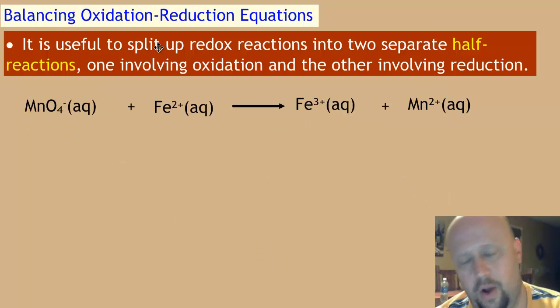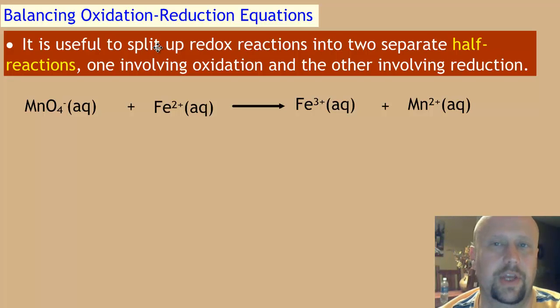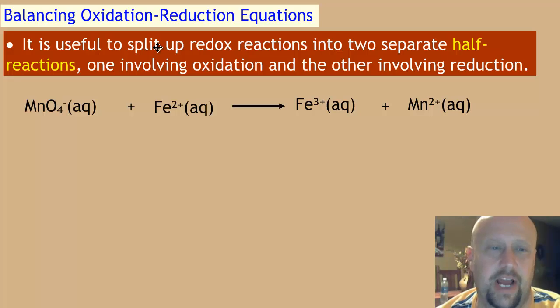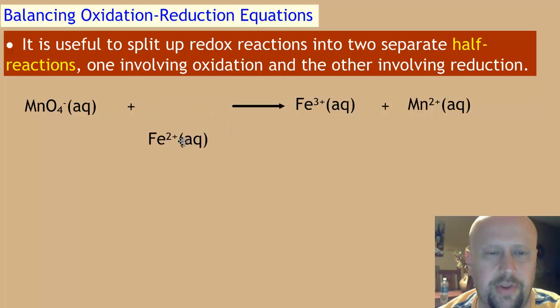So one of the best ways to balance some really complicated redox reactions is to do what's called the half reaction method. The half reaction method basically says you're going to take your reaction, and this is our net ionic equation right here. You can tell that because there's nothing in it but the ions. Then we're going to split it up into two reactions: one that is the oxidation reaction, and the other one that is the reduction reaction. That's pretty simple to do.